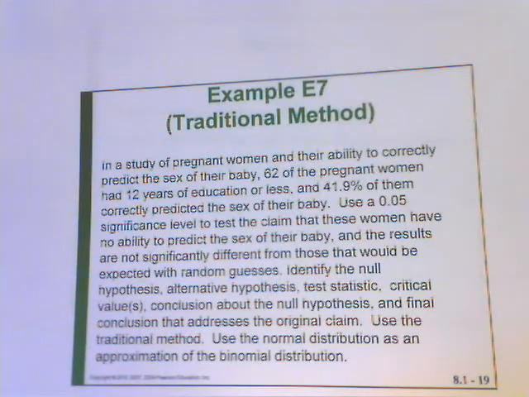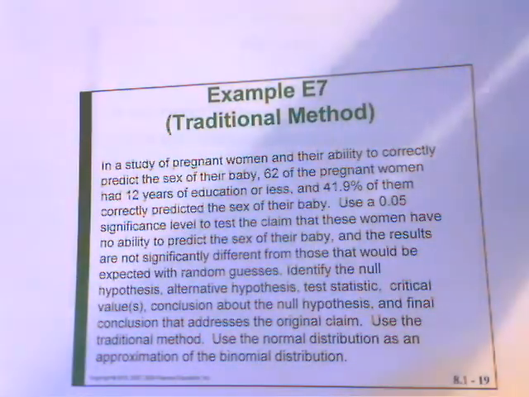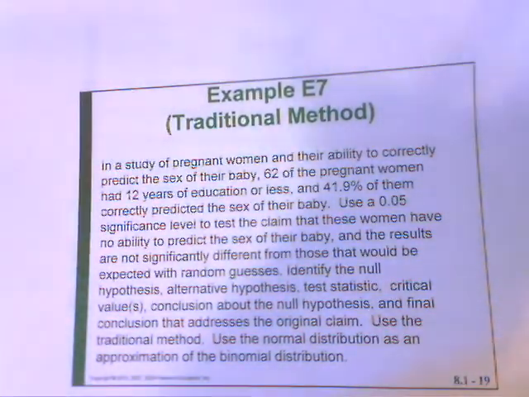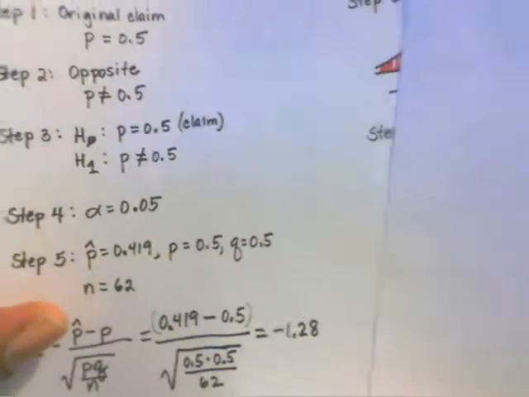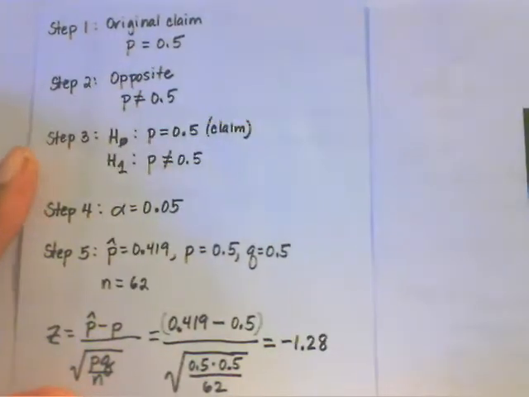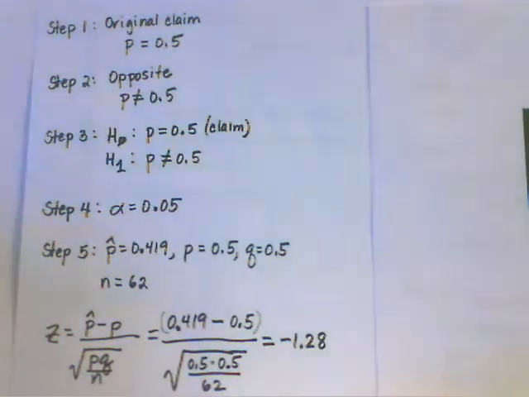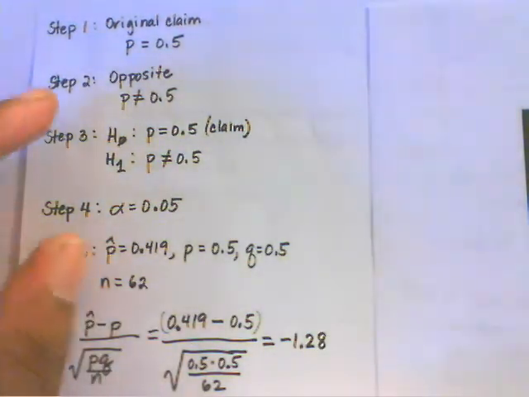Identify the null hypothesis, the alternative hypothesis, test statistic, critical values, conclusion about the null hypothesis, and the final conclusion that addresses the original claim. Use the traditional method and use the normal distribution as an approximation of the binomial distribution. Okay, so here is that procedure, starting with the original claim. So here is still going to be the same as the p-value method, but step 6 is going to be different.